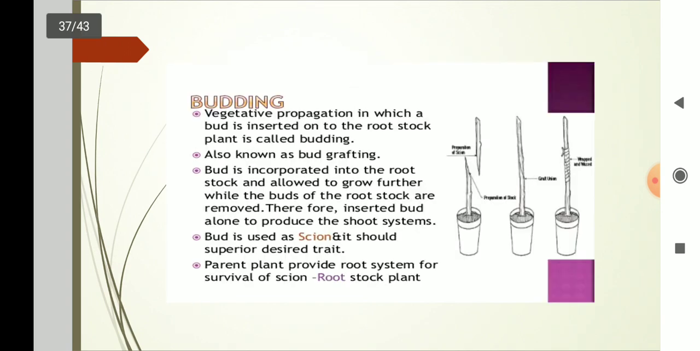So what is budding? Budding is vegetative propagation in which a bud is inserted onto the rootstock plant, also known as bud grafting. The bud is incorporated into the rootstock and allowed to grow further, while the buds of the rootstock are removed. Therefore, the inserted bud alone produces the shoot system. The bud is used as the scion, and it should have superior desired traits.